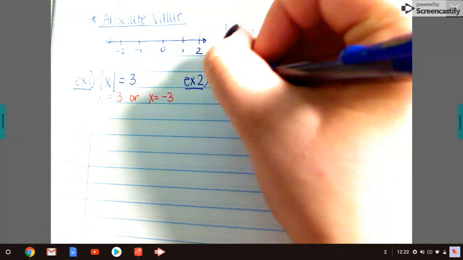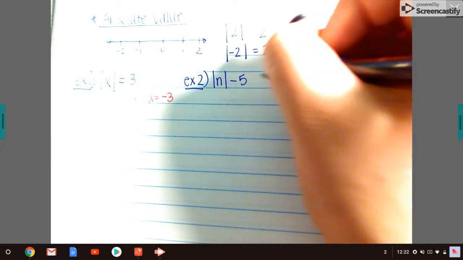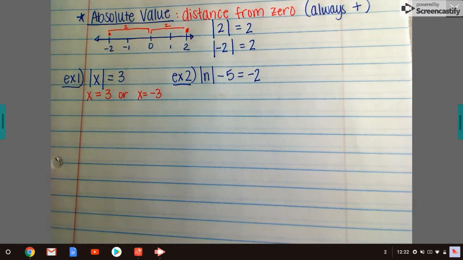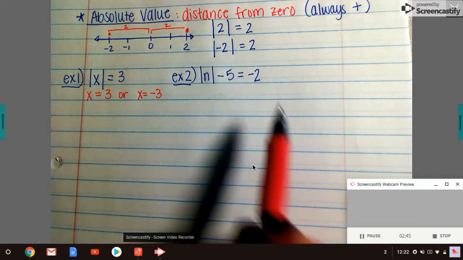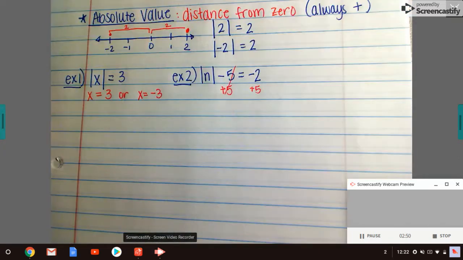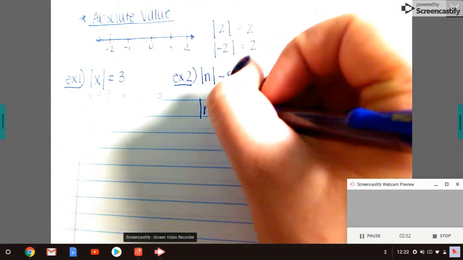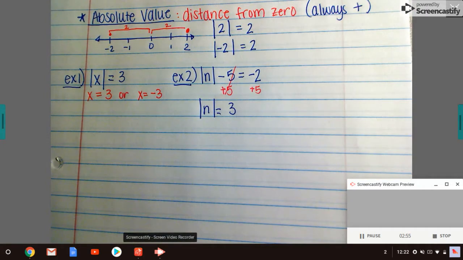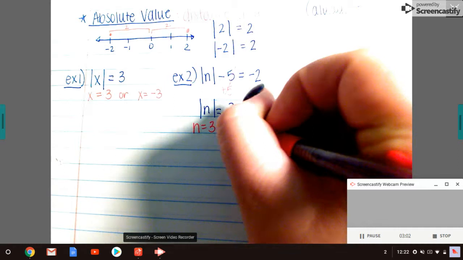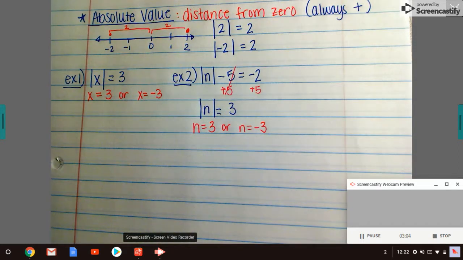Sample 2 is the absolute value of n minus 5 equals negative 2. All right, absolute value of n minus 5 equals negative 2. I want to get n by itself before I do anything else. So let's do that. Let's add 5 to both sides. And now I'm left with the absolute value all by itself. We're in a good spot here. Now we can solve just like we did in the last one. Either n is positive or negative 3. Good there.